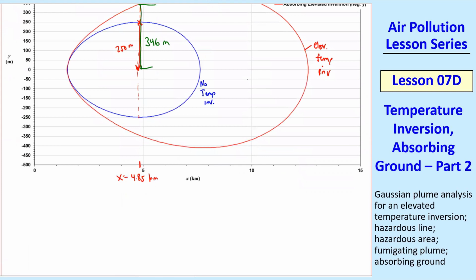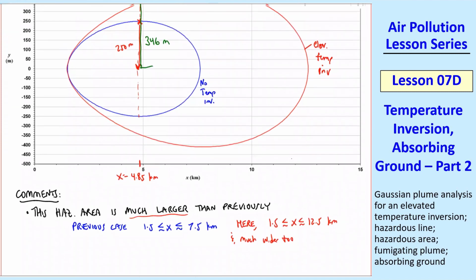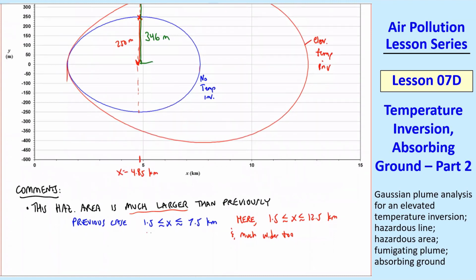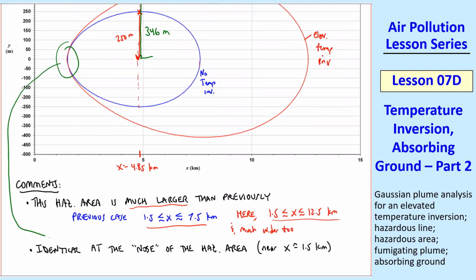A couple comments about this analysis and this result, which are kind of interesting. The hazardous area now is much larger than previously, and so some numbers. We had this extent before for the blue case, the previous case, the extent was 1.5 to 7.5 roughly kilometers, and now here it's 1.5 to about 12.5 kilometers. My second point will be for us to look at this region near the front or the closest to the plume on the ground. Near the front, near the nose of the hazardous area, I'll call that the nose, these are identical. You can see that they overlap each other.